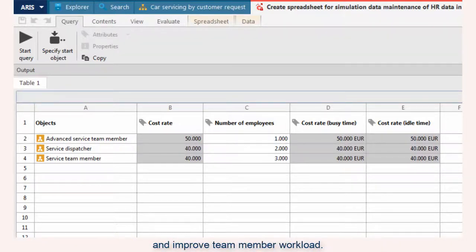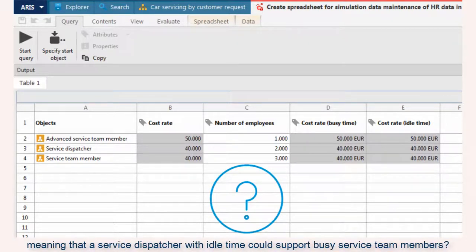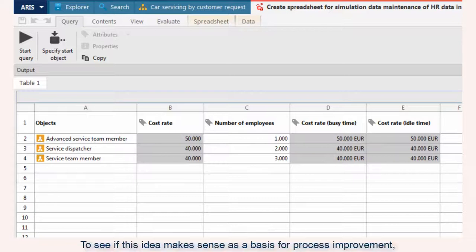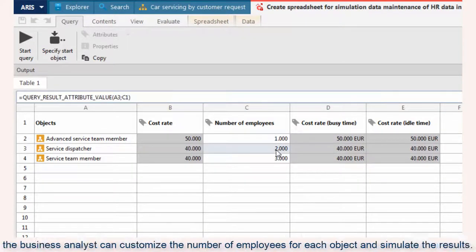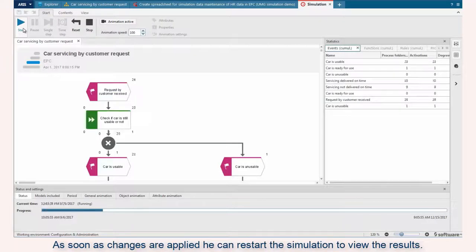Could a possible solution be to reduce long waiting times through job rotation, meaning that a service dispatcher with idle time could support busy service team members? Let's find out. To see if this idea makes sense as a basis for process improvement, the business analyst can customize the number of employees for each object and simulate the results. As soon as changes are applied, he can restart the simulation to view the results.